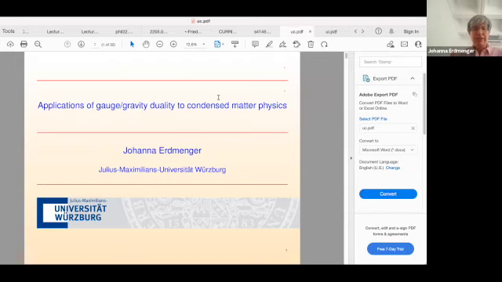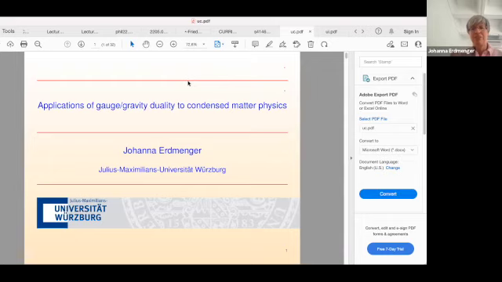I should say, I moved to Würzburg in 2016, one year after the book appeared. In Würzburg, there's a very big condensed matter physics community, so it was kind of natural to get involved there and start collaborations with my colleagues. And that worked very successfully.